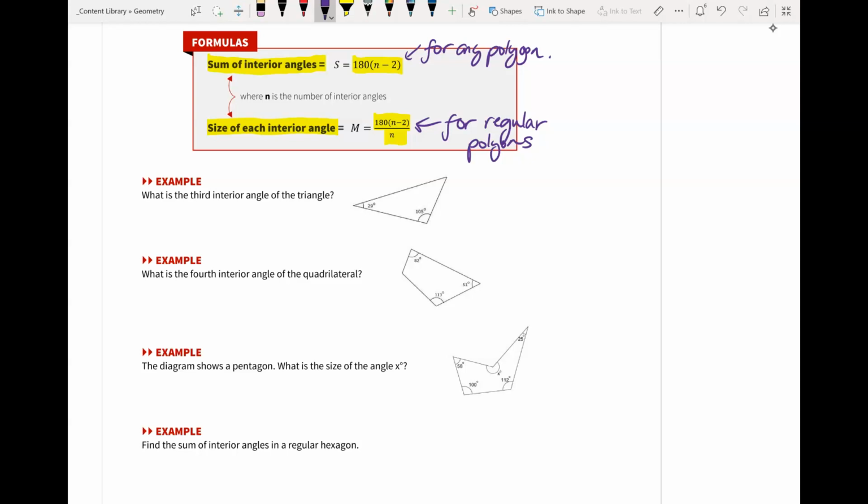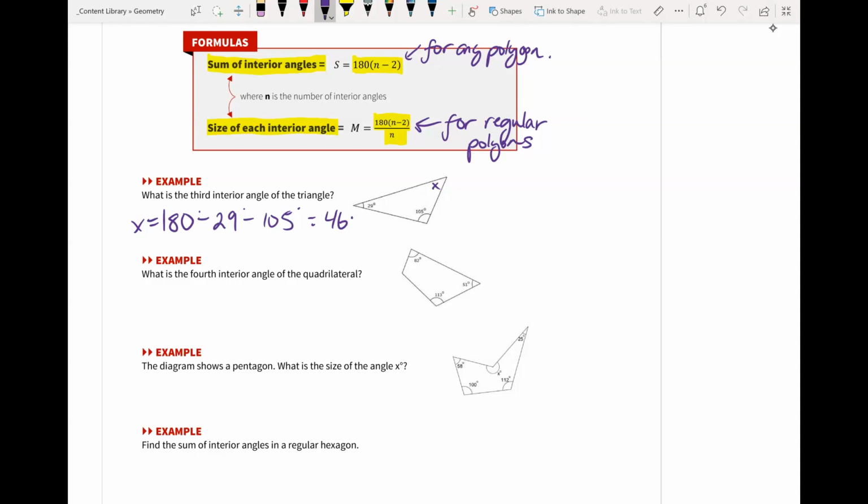So to find the missing one, I'm going to call this x. We just are going to take the 180, which is the total sum of all the angles in a triangle, and then subtract out the other two that were given to us, and whatever's left over is going to be that last angle. So this is 46 degrees. So x is 46 degrees.